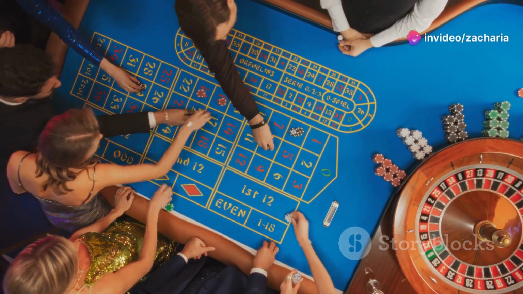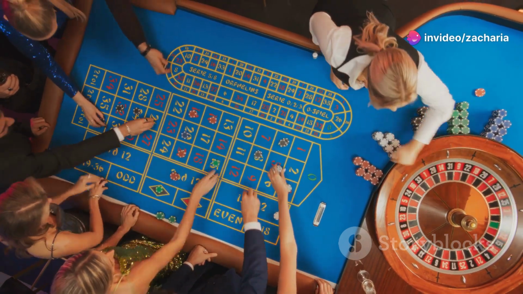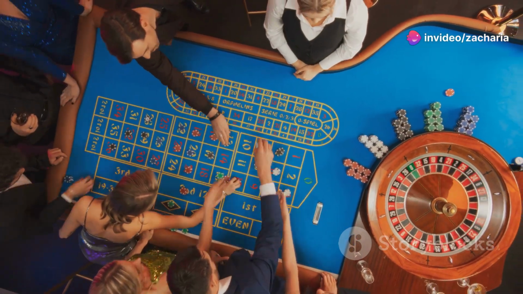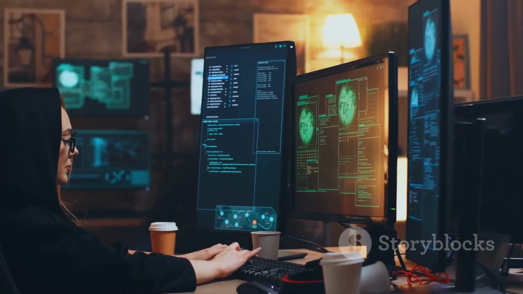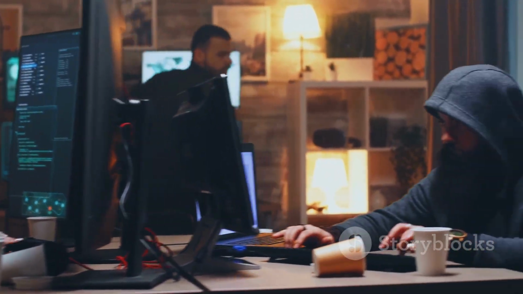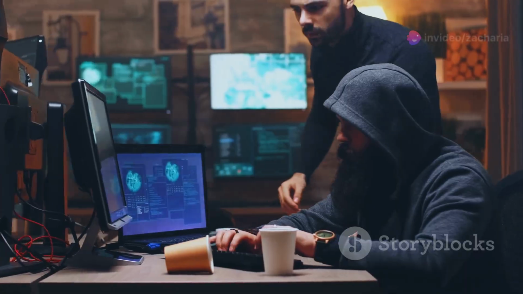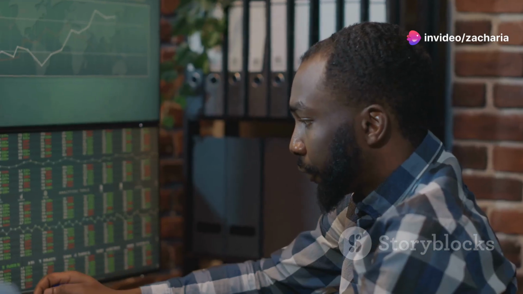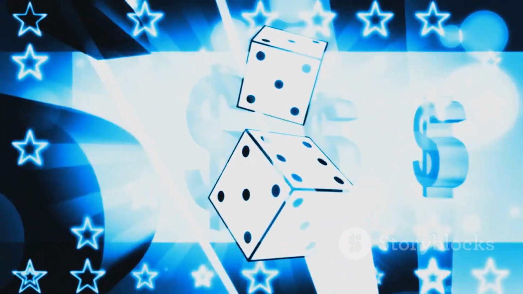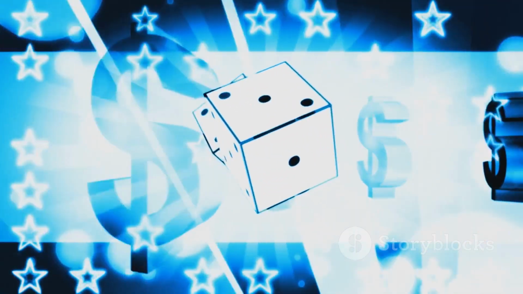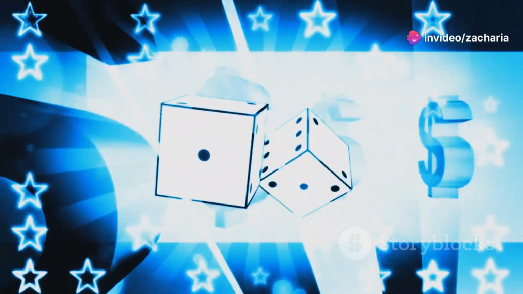This is where Monte Carlo simulation comes in. Named after the famous casino, it helps us make sense of uncertainty. Instead of relying on a single, potentially flawed prediction, Monte Carlo simulations run thousands of trials. Each trial uses random inputs based on probabilities. By analyzing the results of all of these trials, we get a range of possible outcomes and their likelihood. It's like rolling dice thousands of times to see what numbers come up most often.